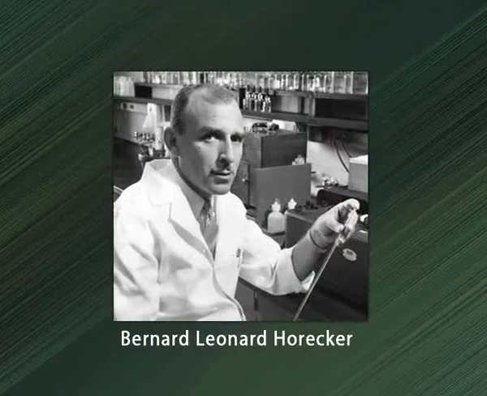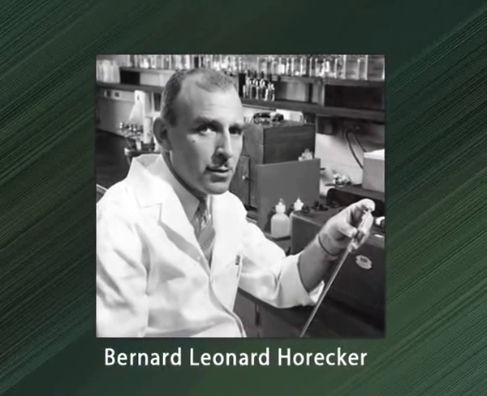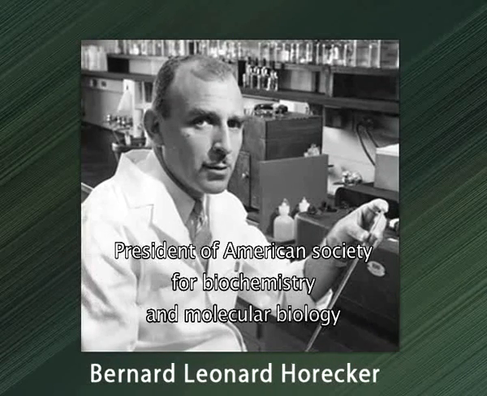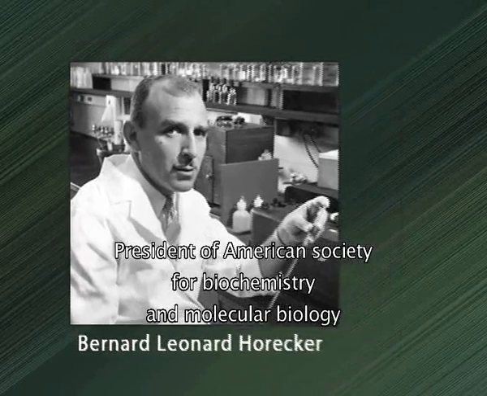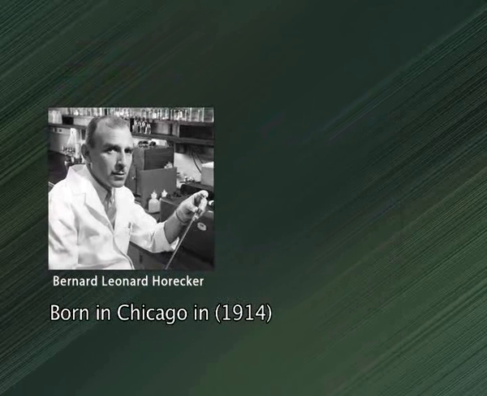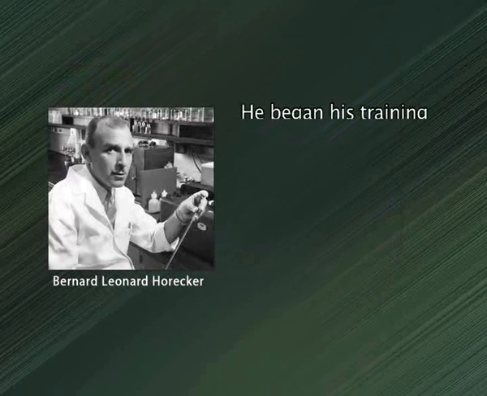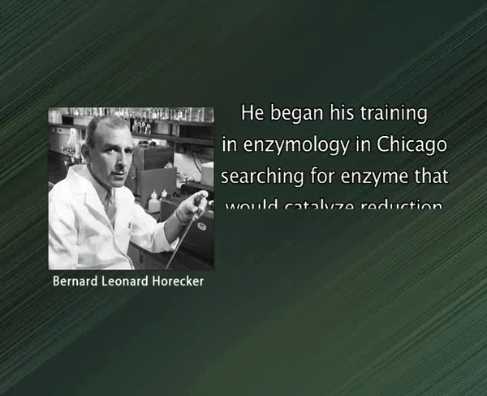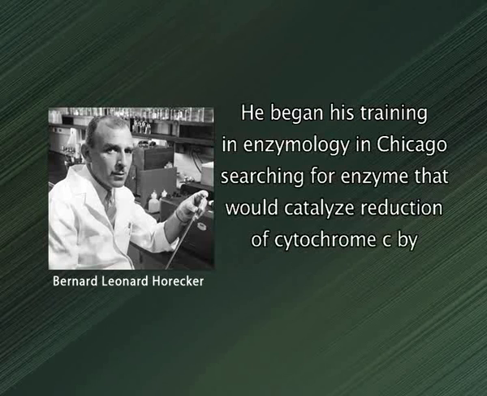Bernard Leonard Horecker is best known for his contributions to elucidating the pentose phosphate pathway. He was president of the American Society for Biochemistry and Molecular Biology. He began his training in enzymology, searching for an enzyme that would catalyze the reduction of cytochrome C by reduced NADP. This marked the beginning of his lifelong involvement with the pentose phosphate pathway.